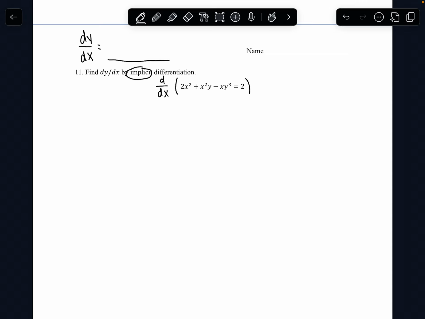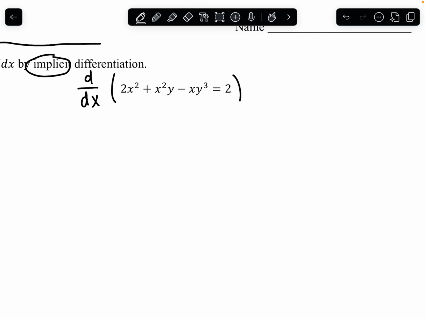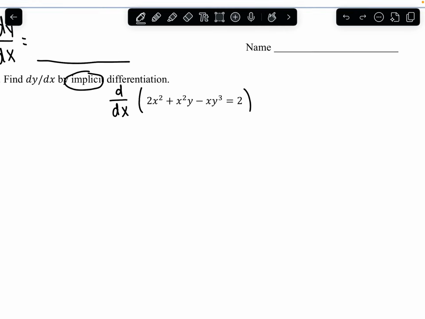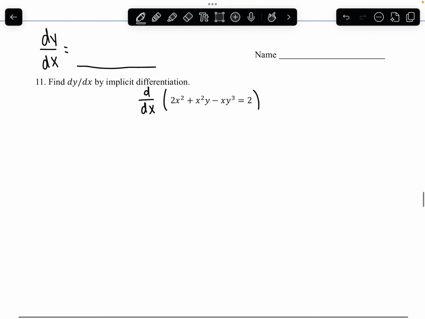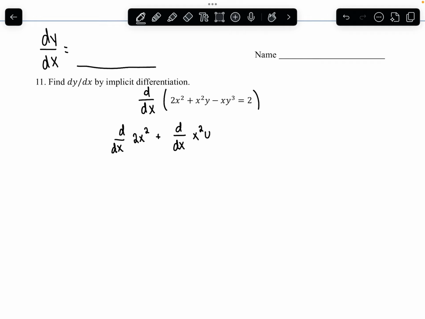The reason why this is implicit is because we're going to end up taking the derivative of y with respect to x, and that's what implicit differentiation is, okay? So that means we need to take the derivative of everything. You don't need to write it how I'm writing it, like d dx of this plus d dx of that. I'm just writing this so you can see clearly what I'm doing in each step, okay?